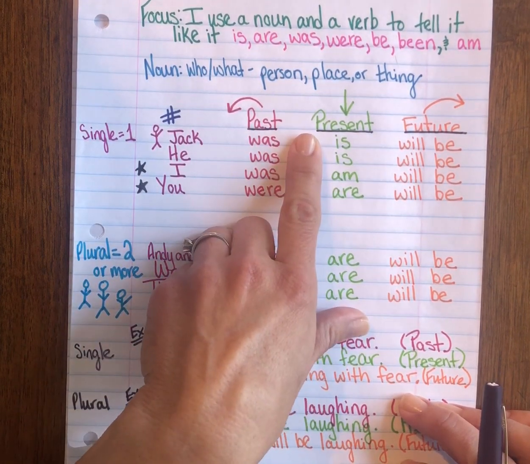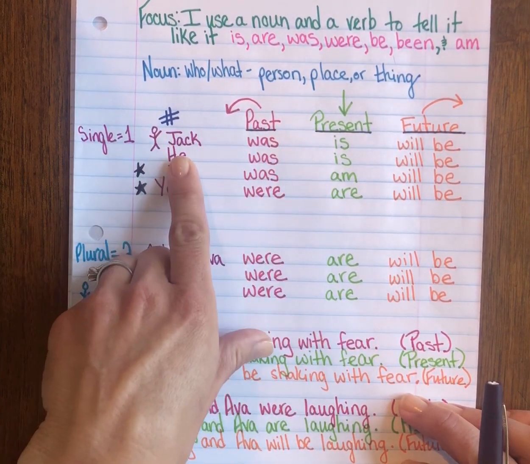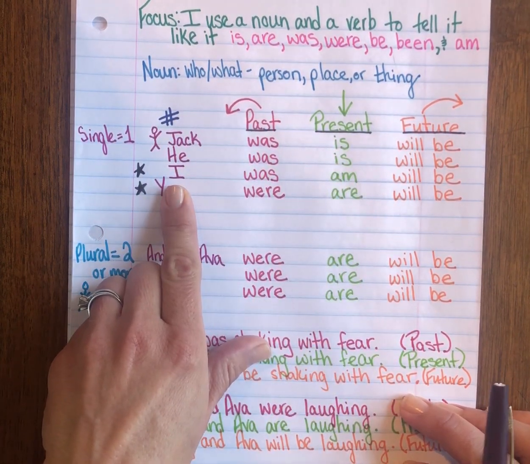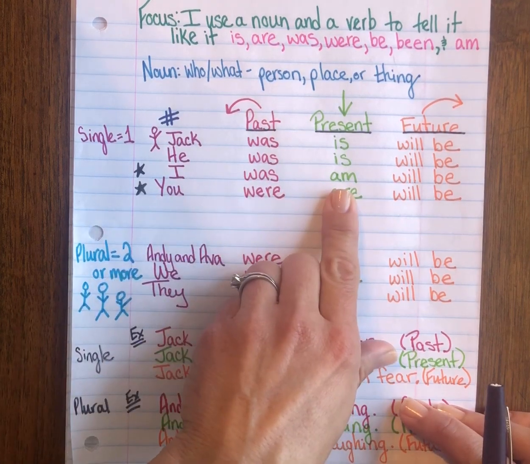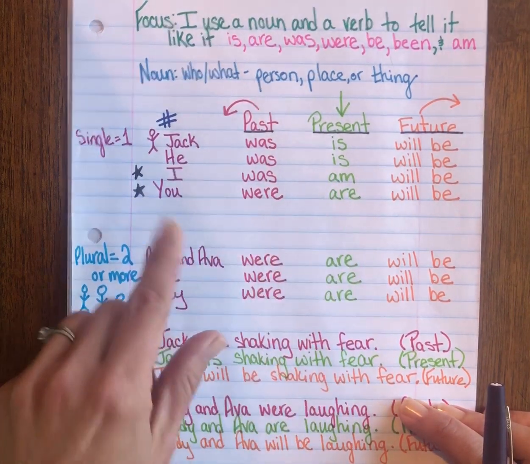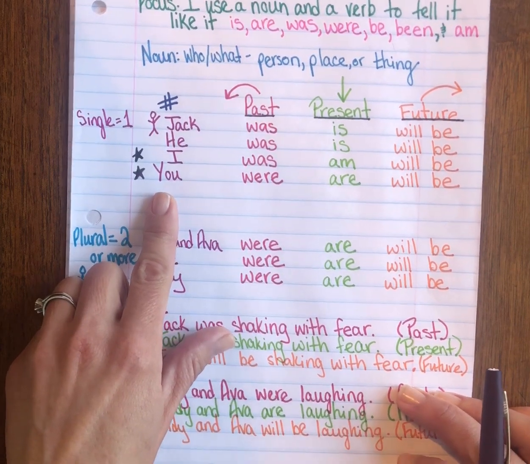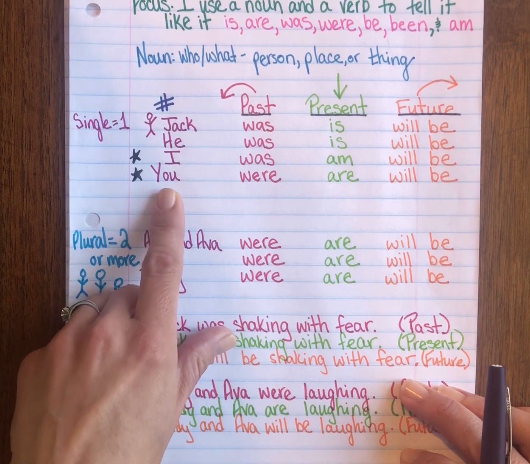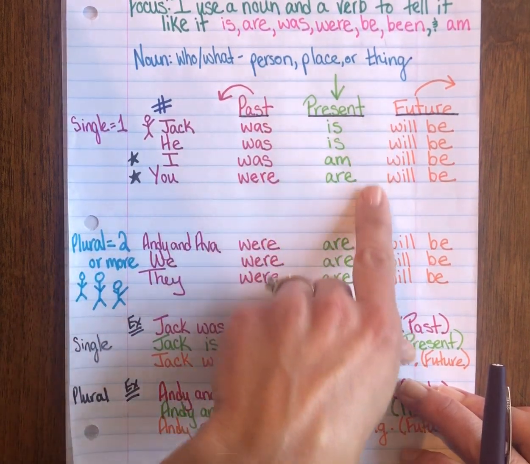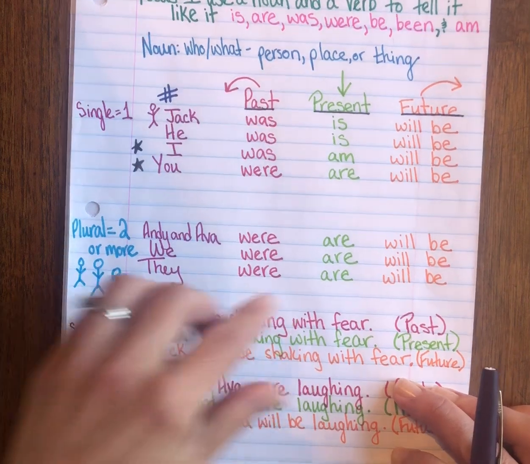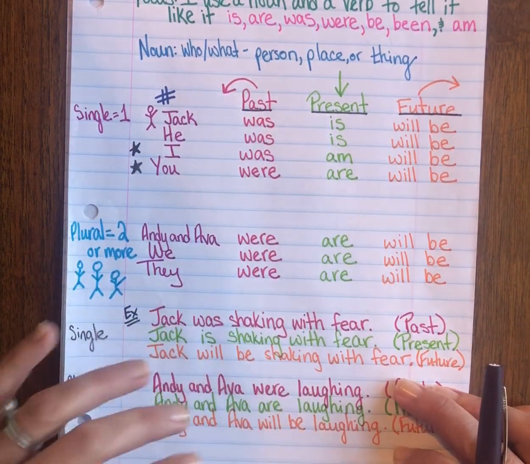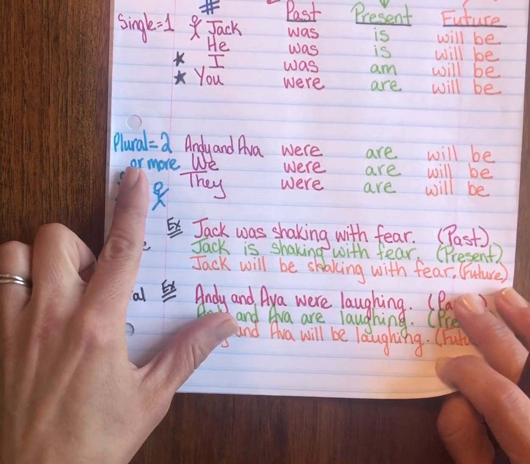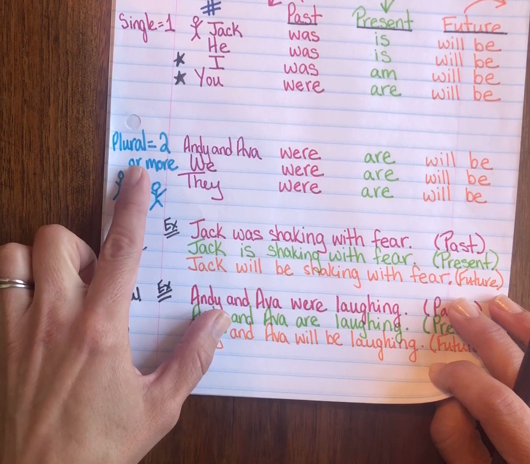When we think about the present, what's happening right now, we would say Jack is, he is, but you'll notice when we talk about I, that is one person, but we don't say I is, it's I am. And then for you, even though again we're talking about one person, we wouldn't say you is or you am, we would say you are. And then for the future, meaning what's going to happen, we would talk about will be doing something or what something will be like.